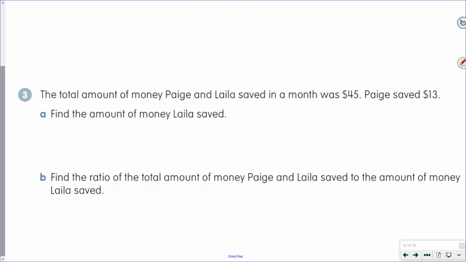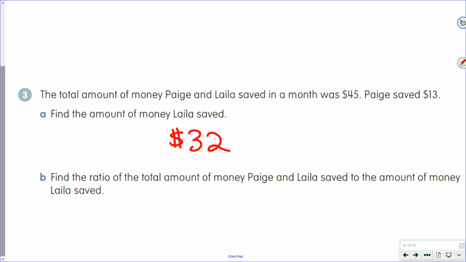Number 3, the total amount of money Paige and Layla saved in a month was $45. Paige saved $13. So the amount of money that Layla saved would have been $32 because 32 plus 13 is 45.